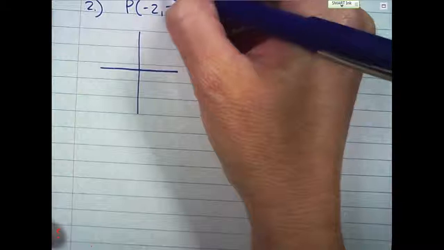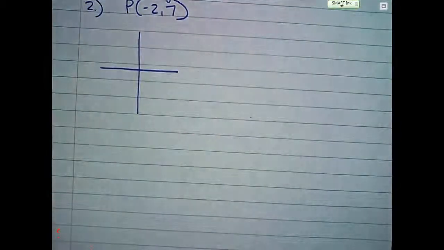The point is -2, 7. Remember, this is the x value, this is the y value. Cosine and sine.